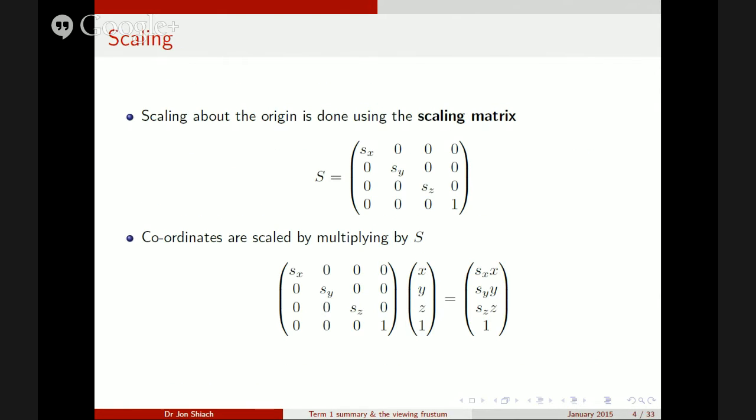Okay, so we saw all this last term. If you want to apply scaling to homogeneous coordinates, you simply multiply by the scaling matrix, which is a diagonal matrix with your scaling factors on the main diagonal. So if you have your coordinates as a column vector, you pre-multiply by your scaling matrix, and that will have the effect of scaling those coordinates.